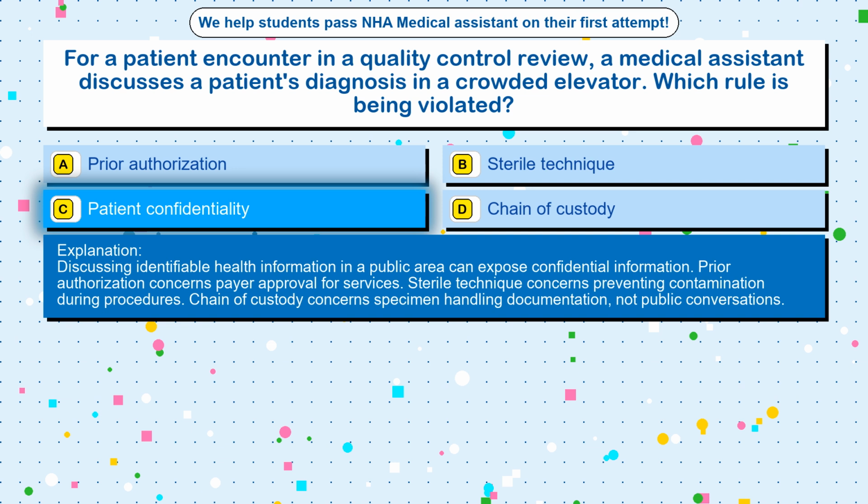Prior authorization concerns payer approval for services. Sterile technique concerns preventing contamination during procedures. Chain of custody concerns specimen handling documentation, not public conversations.